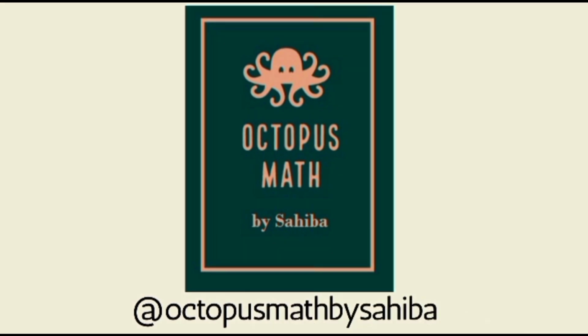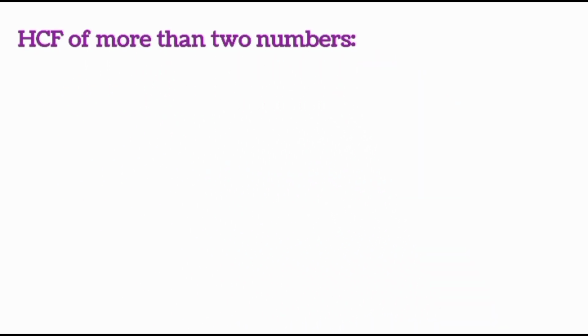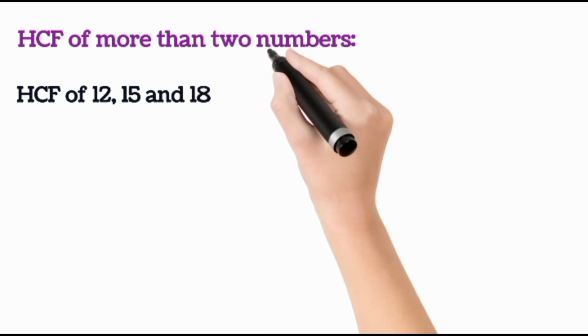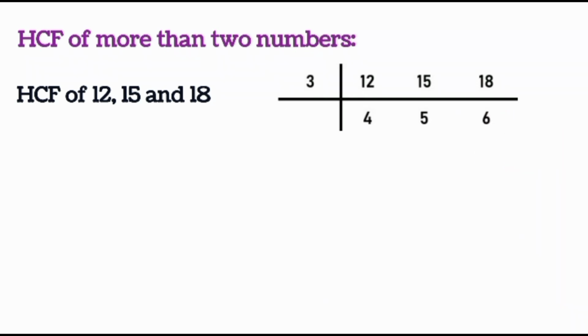This video is about HCF and LCM of more than two numbers. We are going to calculate the HCF of 12, 15 and 18. As I recommended prime factorization method for HCF and LCM in my last video, we will find the HCF by this method. So 3 is the number that divides 12, 15 and 18 simultaneously. And we are going to stop right here because 4, 5 and 6 are not divisible by any other number commonly except 1. So the HCF of 12, 15 and 18 is 3.